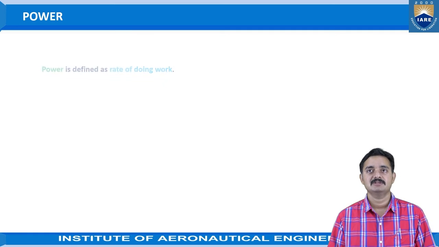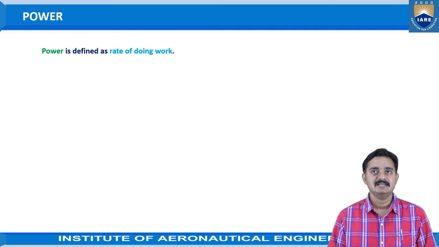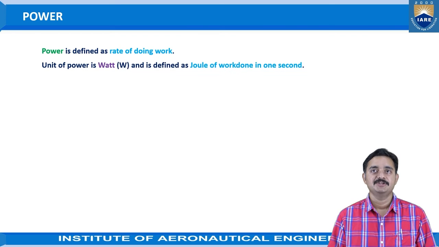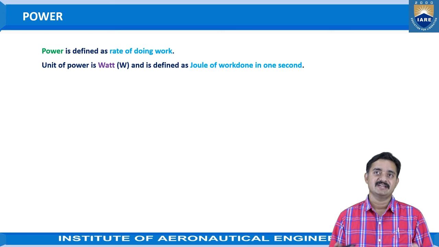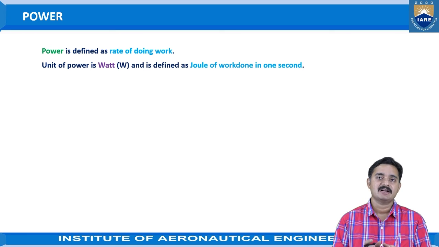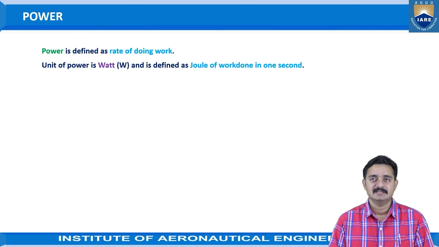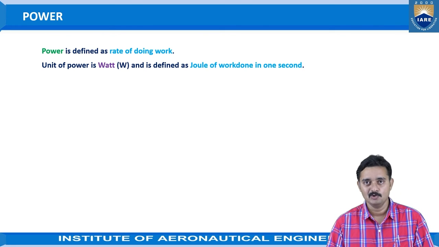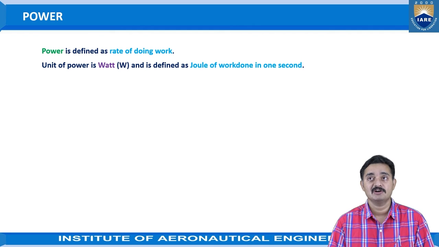Now let us learn about the power. Power is defined as the rate of doing work. The unit of power is the watt, represented with uppercase W, and is defined as joule of work done in 1 second. The rate of doing work is nothing but work done per second, which results in joule per second.